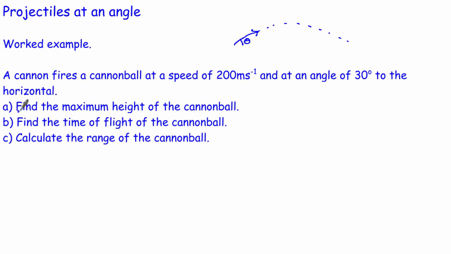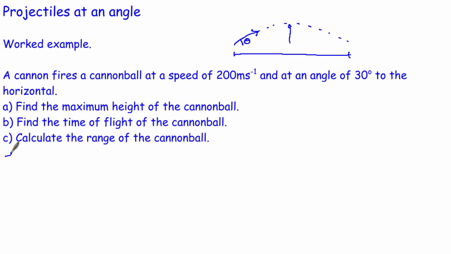What we need to do is three things. We want to find the maximum height of the cannonball, that's how high it was at its centre. We want to find the time of flight, so how long it was in the air for, and then we want to calculate the range of the cannonball. The range, if you remember, is the horizontal distance from where it takes off to, in this case, where it lands.